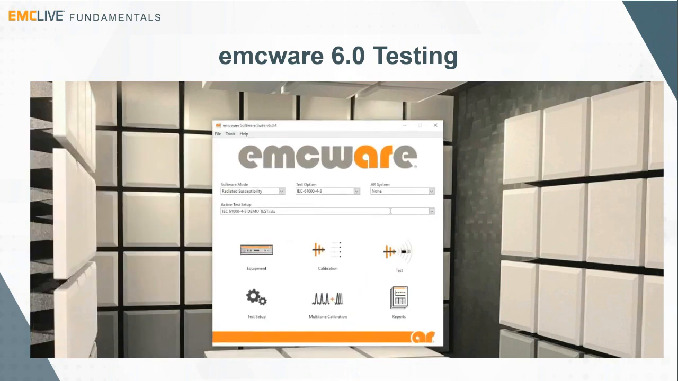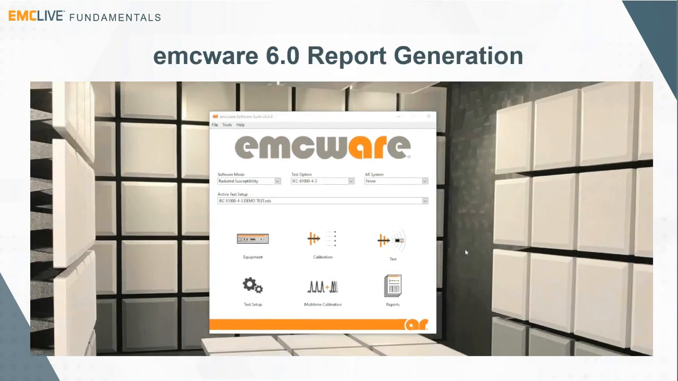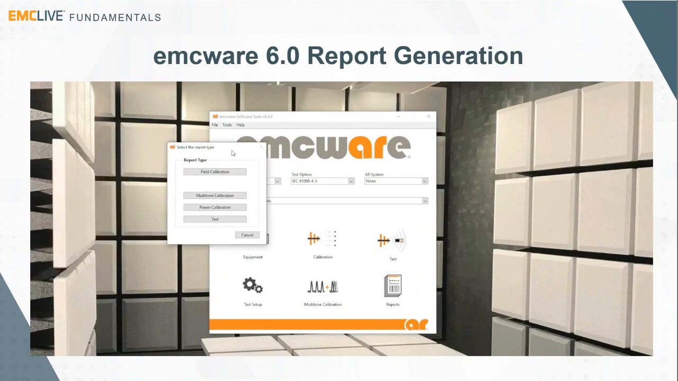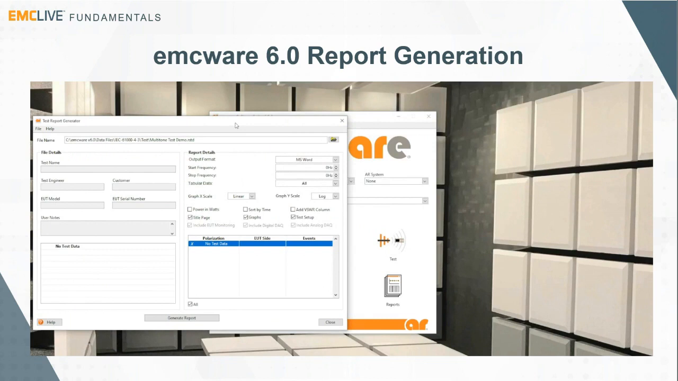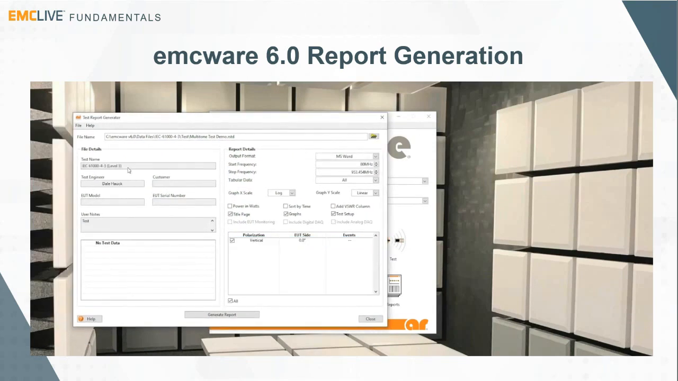So that very quickly performed a multi-tone shortened test run. We're ready to run a report. Moving on to our report generation tab, we can choose what report we want: field calibration, multi-tone cal. Let's look at the test report. We'll pick the one we just ran. We have some pertinent information entered for that file that we just selected. We can choose to output that in MS Word, PDF, or Excel. We're going to run a Word document.